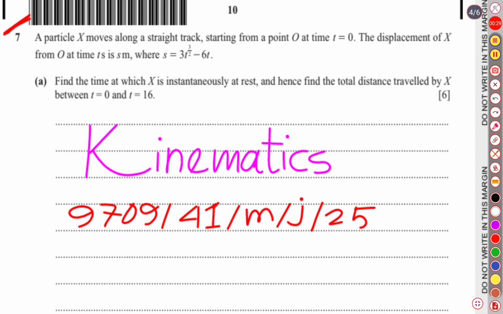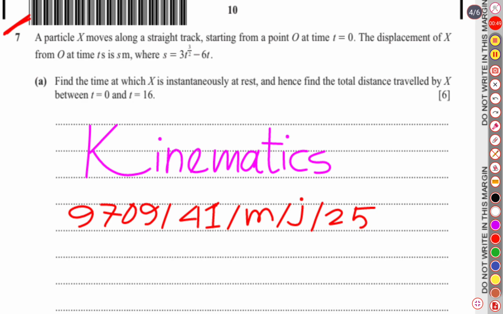The displacement of X from O at time t seconds is s meters, where s equals 3t^(3/2) minus 6t. Find the time at which X is instantaneously at rest and hence find the total distance traveled by X between t equal to 0 and t equal to 16.